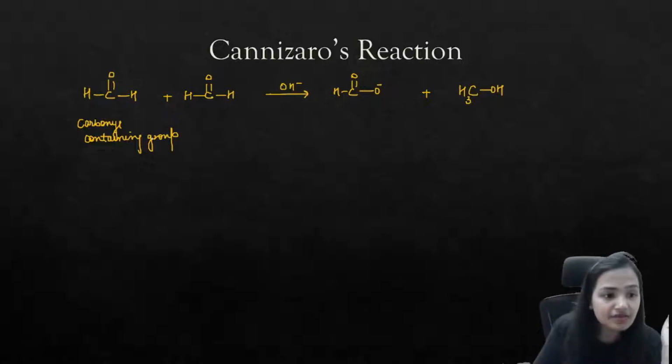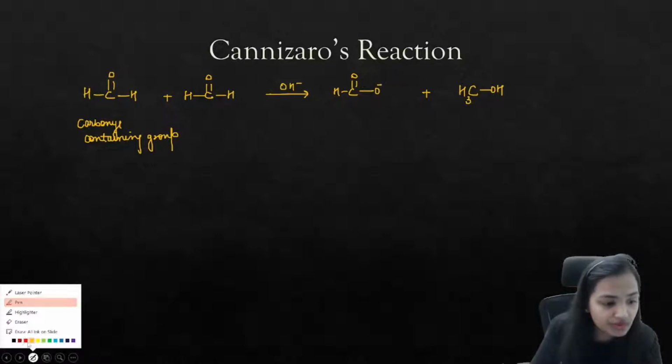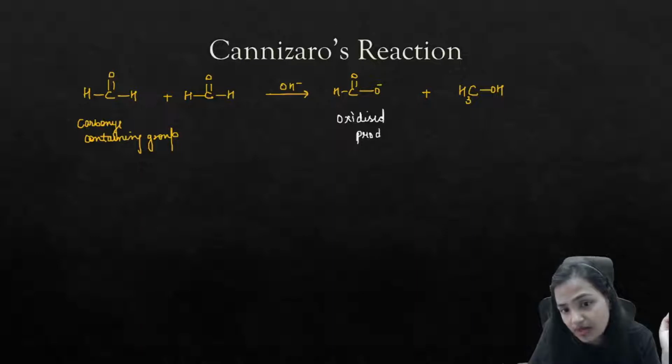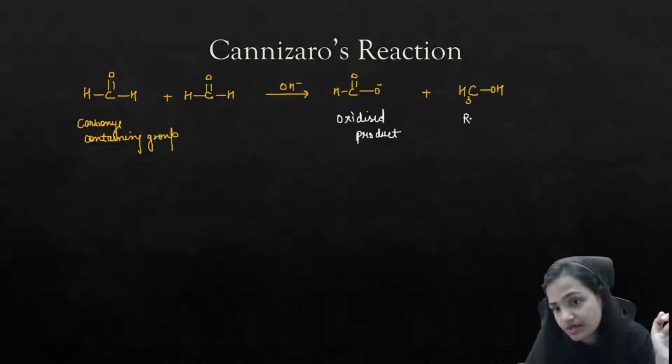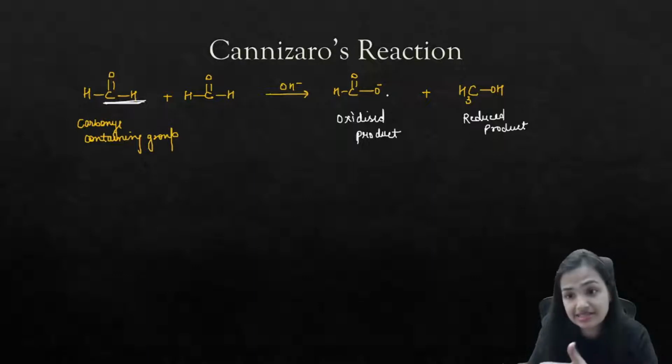So basically if you see this carbonyl containing group, which is the aldehyde or ketone, you will be able to see that here we are getting this as the oxidized product, and this is going to be the reduced product. If I ask you to please focus on the functional group, this is the aldehydic functional group. So here the aldehydic group is getting oxidized, you are getting the oxidized product, which is the acid, and here you are getting the alcohol, which is the reduced product.